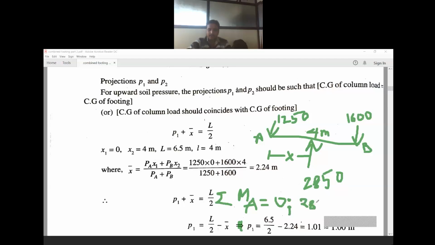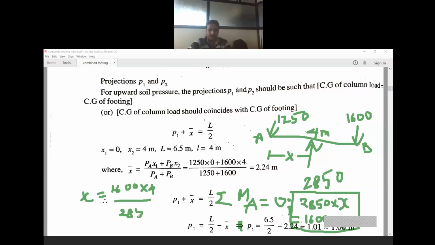So 2850 multiplied by x, which is equal to 1600 at a distance of 4. So cross multiply this equation and get the value of x. Therefore, x is equal to 1600 multiplied by 4 divided by 2850. How much?